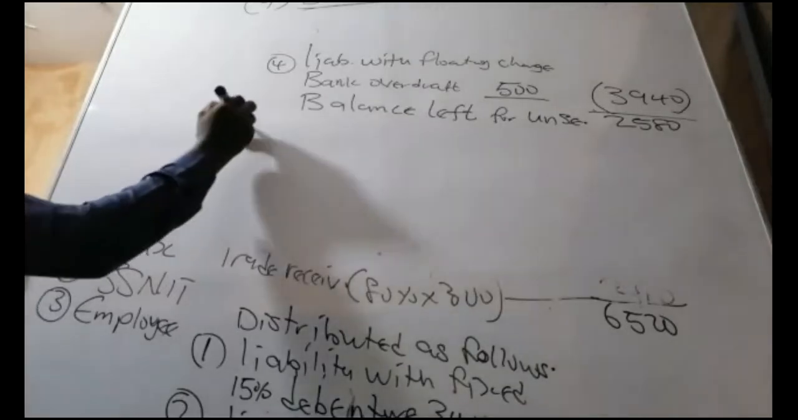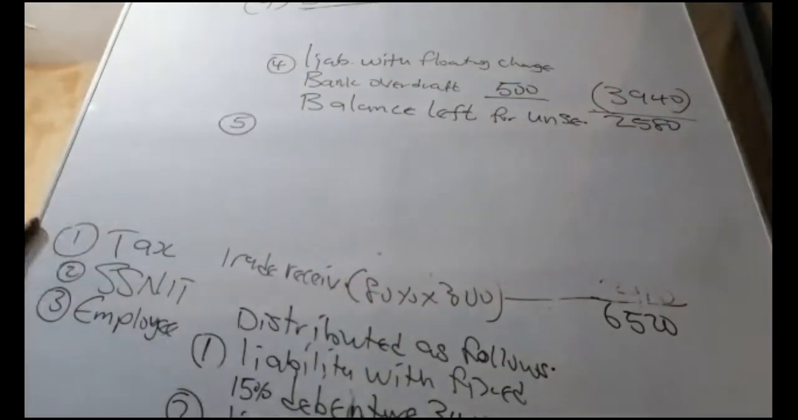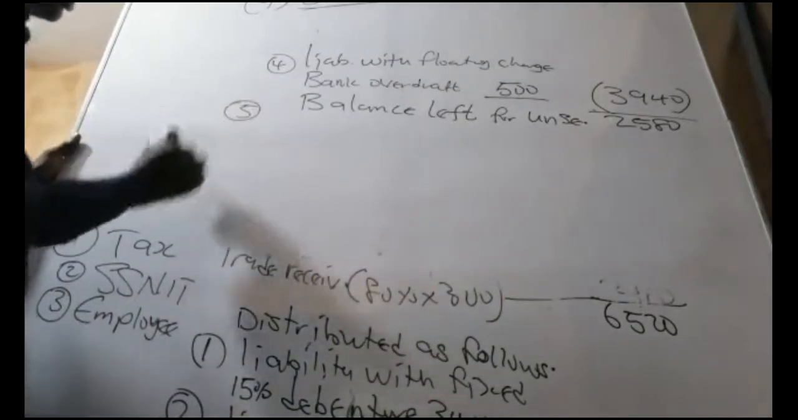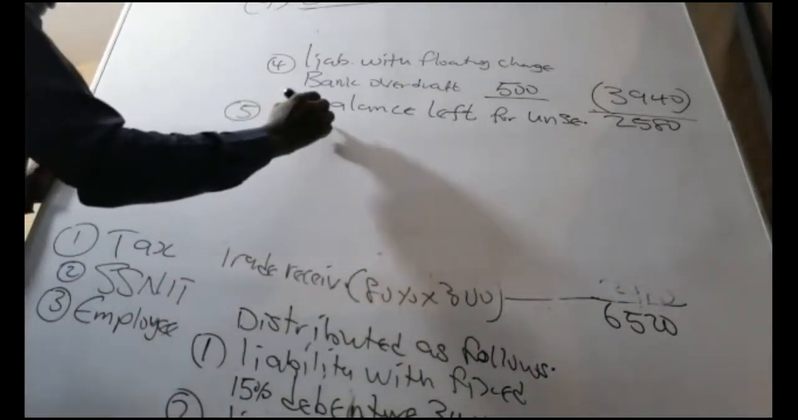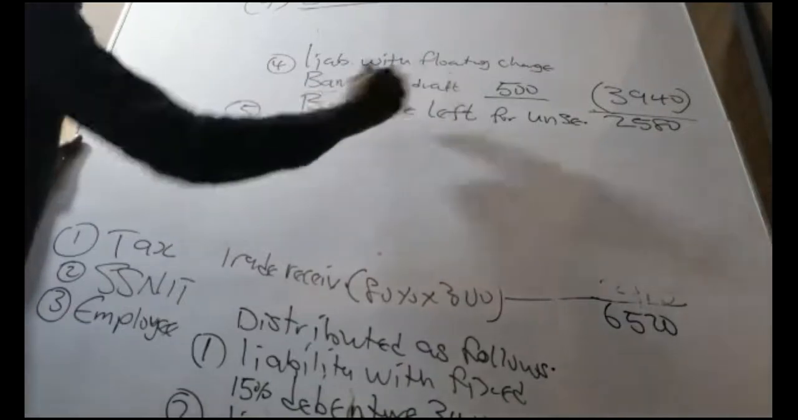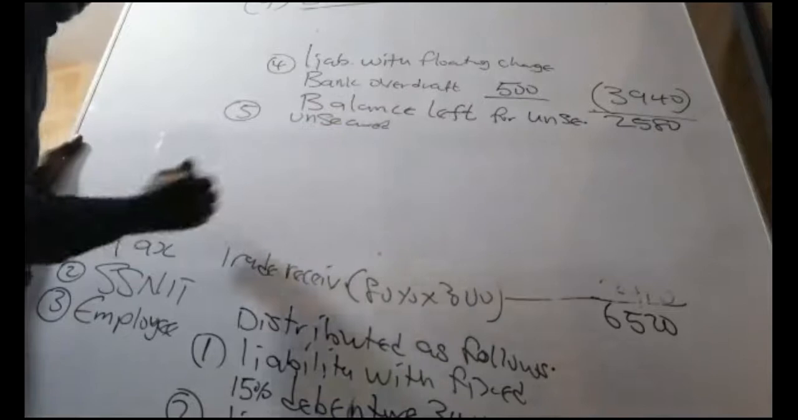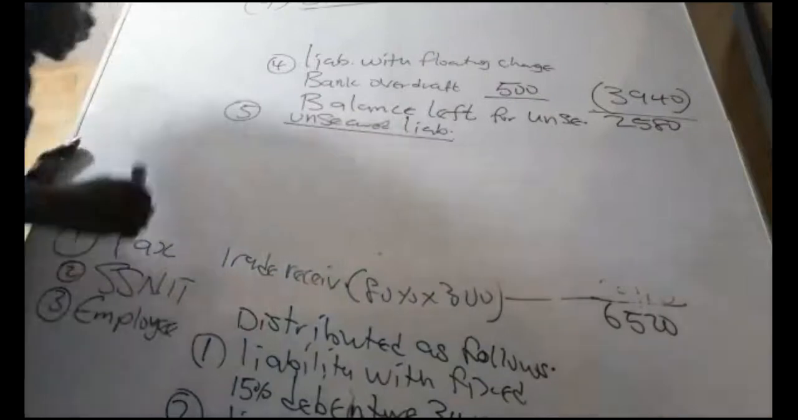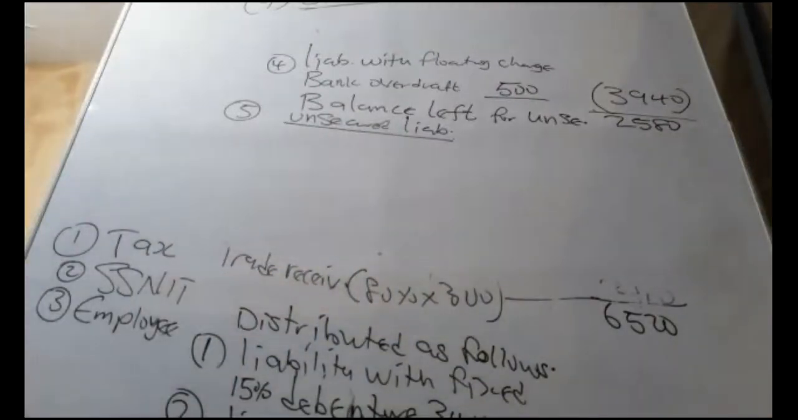Now let's go to the fifth one. The fifth people, whatever there's no security on their debt, that's highly risky. So unsecured liabilities. Now, here you list all the liabilities left. Kindly list all the liabilities in the question, aside from what we have listed here.